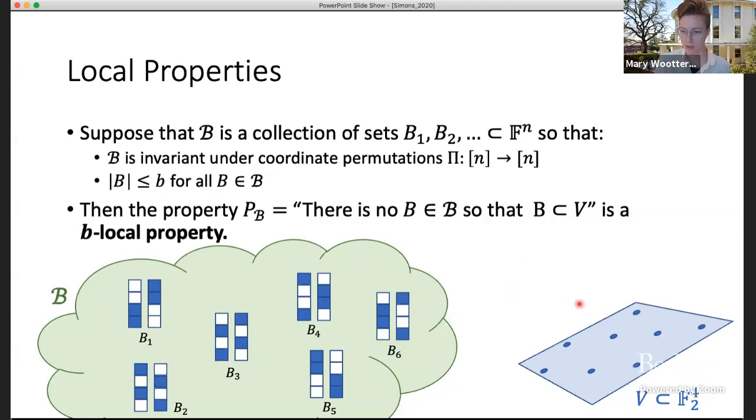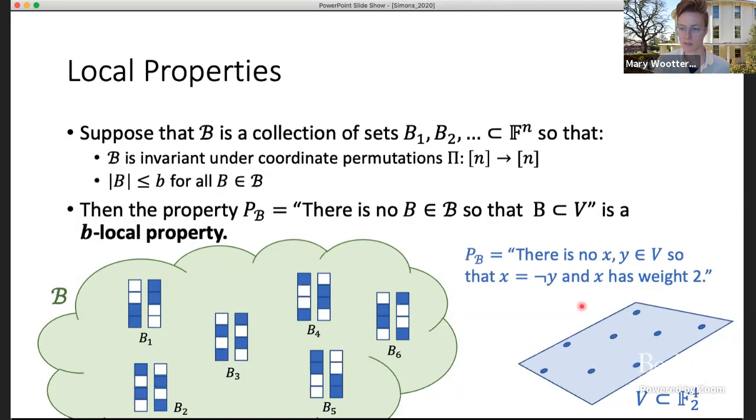So in this example, if I take a random subspace of F2 to the 4, the corresponding B local property for this particular bad set curly B is the property that none of these pairs of points are contained in this subspace. Or equivalently, there is no X and Y in my subspace so that X is the negation of Y and X has weight 2, which is just another way of describing this silly little set curly B. Okay, so that's what a local property is.